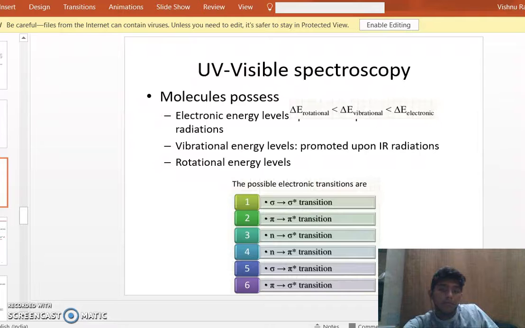And the four possible configurations are sigma to sigma star transition, pi to pi star transition, n to pi star transition, n to sigma star transition. But there are 6 actually, but 2 of them are just theoretical transitions: sigma to pi star transition and pi to sigma star transition.